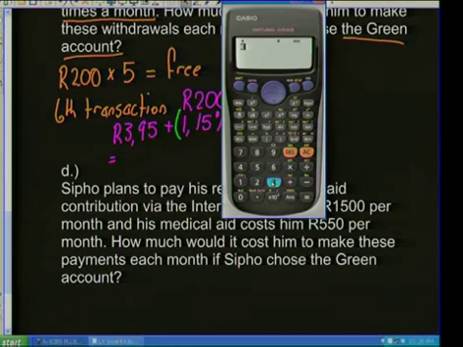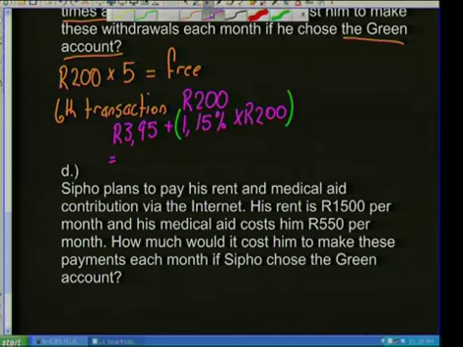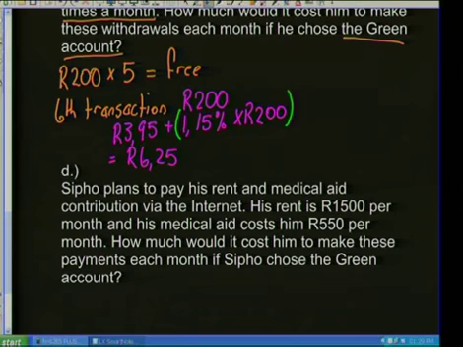So let's see, we've got R3.95 plus 1.15% of the amount that he's withdrawn, so 200 Rand. So he is paying R6.25 for that. So that's what he would pay for every subsequent withdrawal that he makes. And these are important information. These are your key lessons, your life lessons.